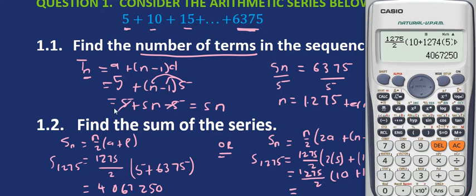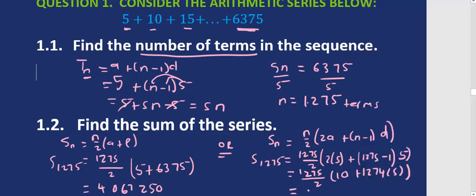Okay, so what you will find is that both formulas are giving you the same answer. But you didn't have to use this one because for this particular question you had the last term. But if you do not have the last term, then you have to use this formula.